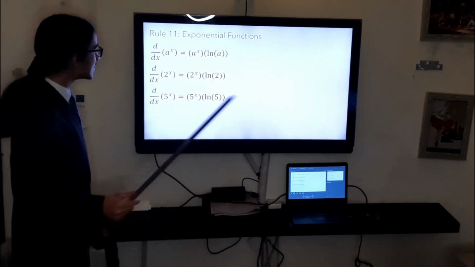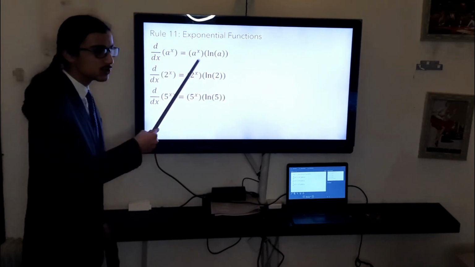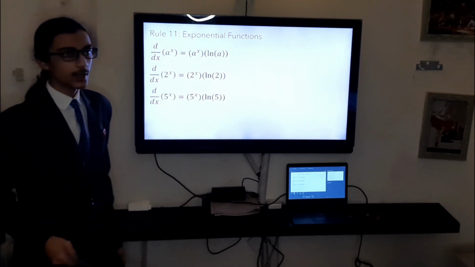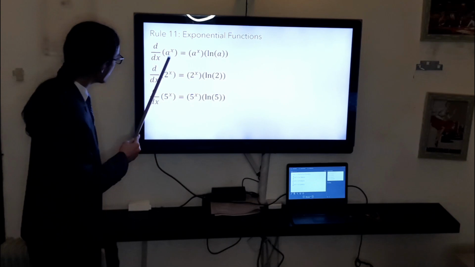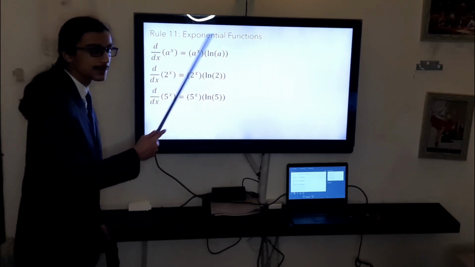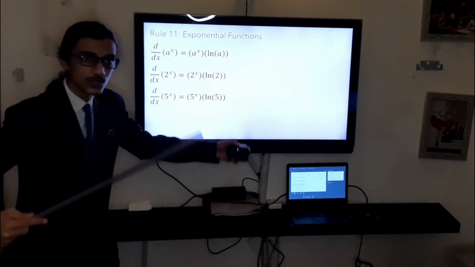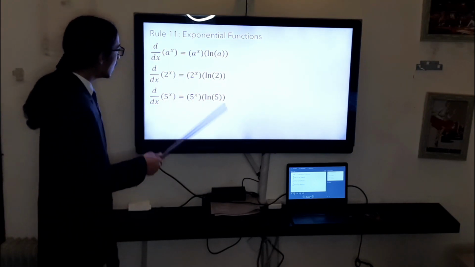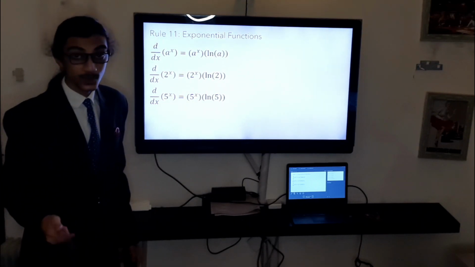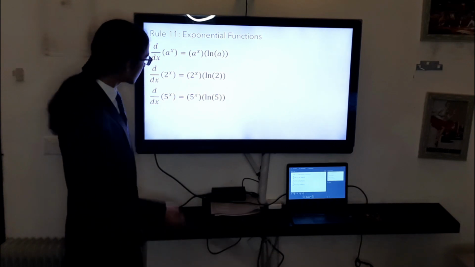Whatever that is, let's call that base a, right? So, if ln of a is 1, then the derivative of a to the x just becomes a to the x. It's itself. The derivative is equal to itself. So, is there any number such that ln of that number is 1? There is. And that number is e.